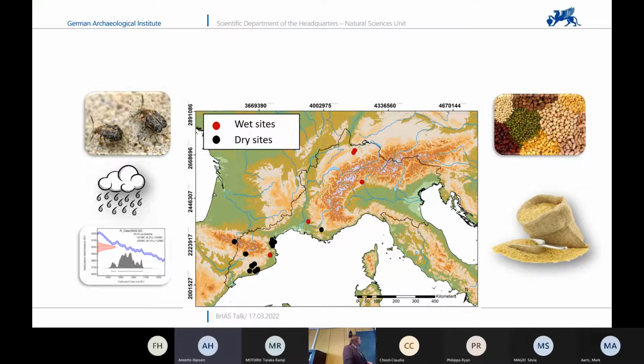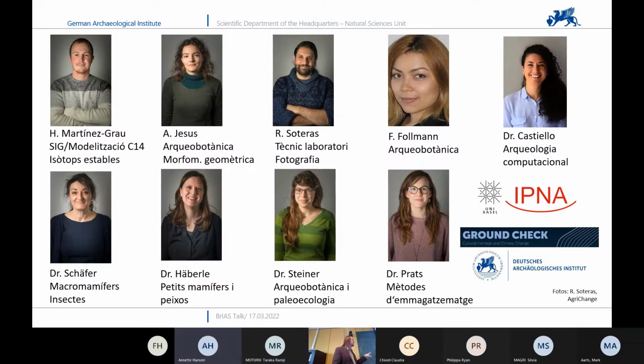settlement phases properly dated. This is the team who have been doing a lot, if not most, of the work. And it's very interdisciplinary, from people working with radiocarbon dates and stable isotopes to several archaeobotanists, specialists on small mammals and insects. And also now I have a postdoc working on computational archaeology. I forgot to translate this slide, never mind. And so it was really a unique opportunity to have such a broad team working for the same purpose.